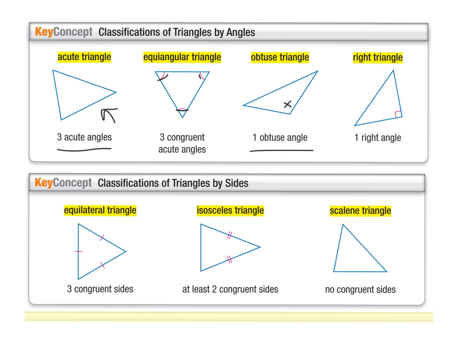What about right triangle? What do you notice about a right triangle? There's one angle that's 90 degrees. One right angle. So if there is a right angle, it is a right triangle. Okay? Can there be more than one right angle? No, it would not make a triangle. It would make a square.